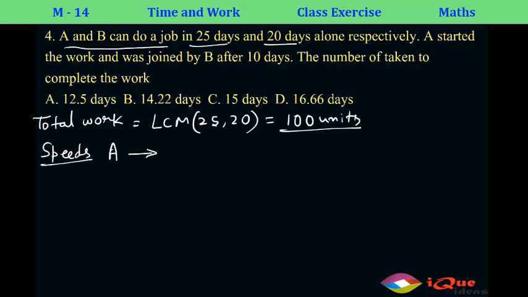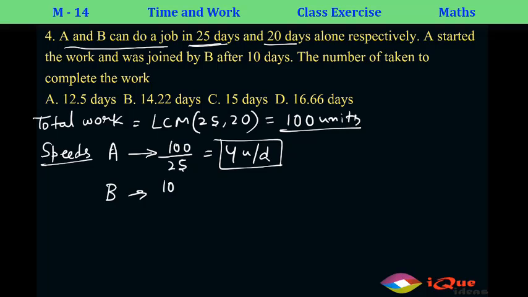Speed of A will be calculated as how? Let's see. A can do the entire work in 25 days. Entire work is 100 units. So speed will be 100 by 25, which is 4 units per day. This is speed of A. Similarly, speed of B will be 100 by 20 because B takes 20 days to complete 100 units of work. So it is 5 units per day.